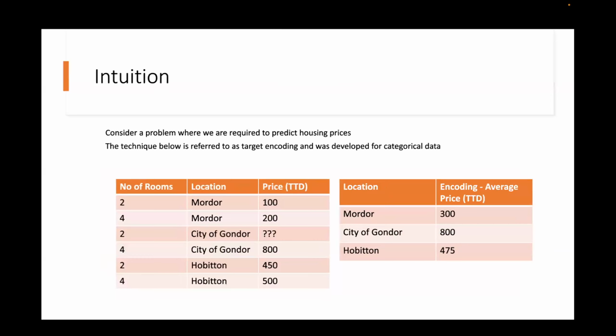And if we look at the averages, you'd see that the average price for Gondor is 800, the average price in Mordor is 300, and Hobbiton is 475. So now you have a little more information by doing the averages of the categorical variables. And you could say, okay, the average price in Gondor is higher than in Hobbiton, so I would expect the 2-bedroom in the city of Gondor to be more than 450.